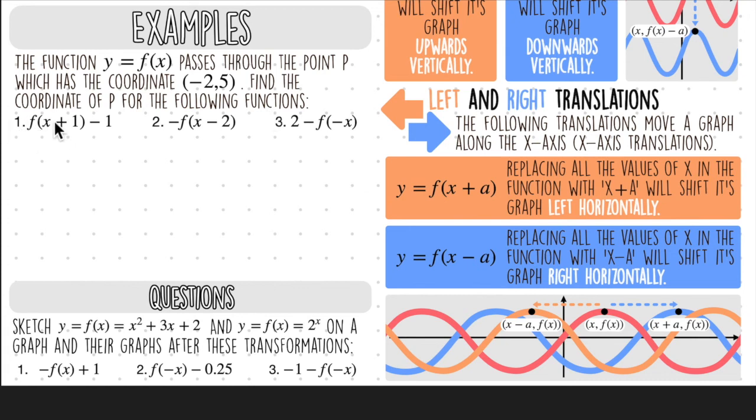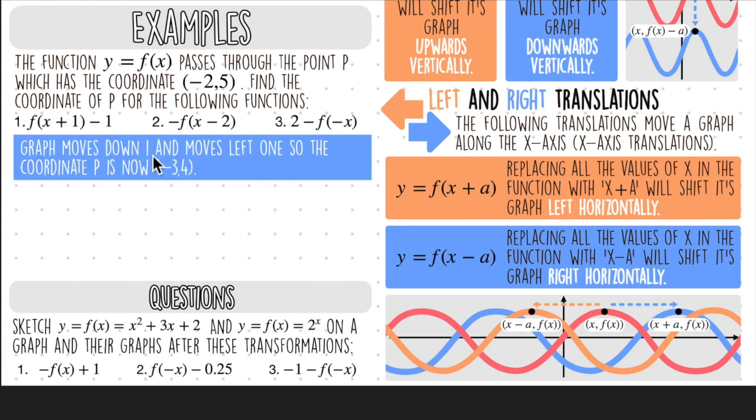Here, the translation is a move of 1 to the left and a move of 1 down. If the graph moves to the left 1, this means that the x coordinate must change. And if it's moving to the left, then the x coordinate must reduce by 1. So -2 becomes -3. If the graph is moving down by 1, then the y-coordinate must change. Because it's moving down, the y-coordinate must go down 1, so it goes from 5 to 4. So the point P goes from -2, 5 to -3, 4 under this transformation.